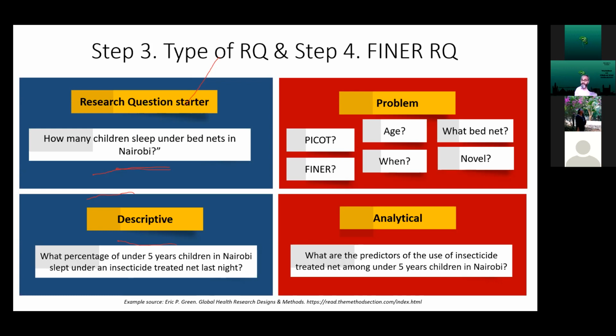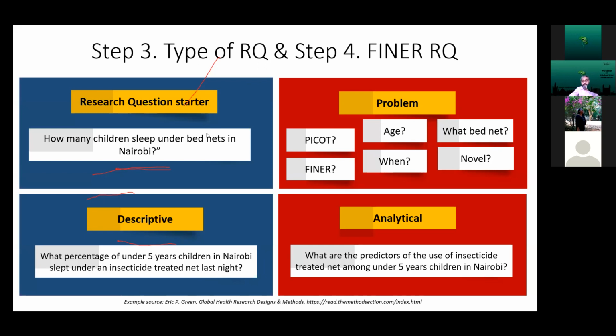This could also be an analytical research question where I could have asked, what are the predictors of the use of insecticidal treated net among under 5 years old children in Nairobi? Because we know that 5 years children, usually it's the parents who are putting that into insecticidal treated nets. Every parent wants an insecticidal treated net in Nairobi, but do they have it? Do they have the affordability? When we write our research question starter, we're not sure of what we are writing. So therefore, we must also think and keep on defining. So these are the 4 steps.